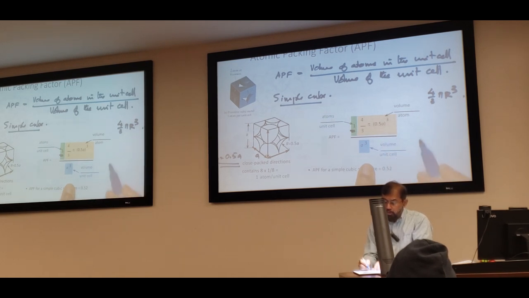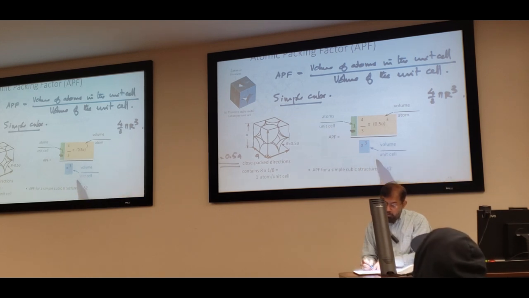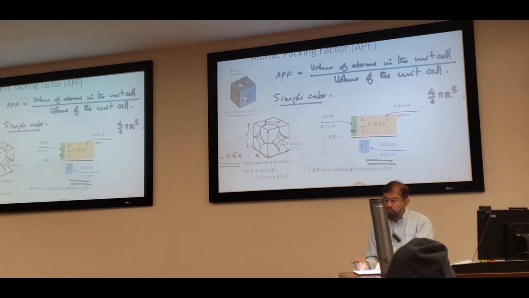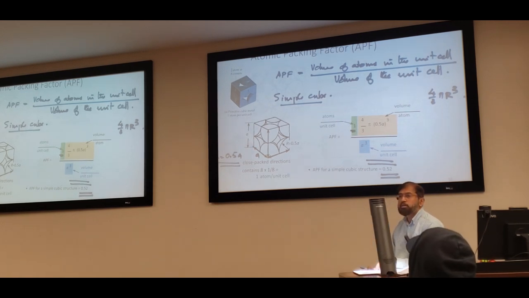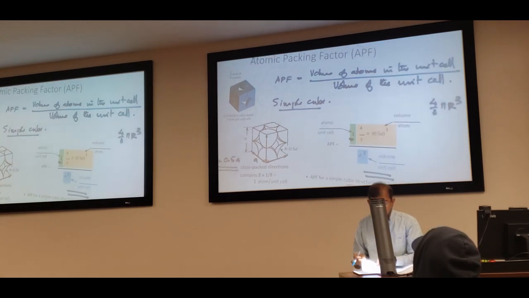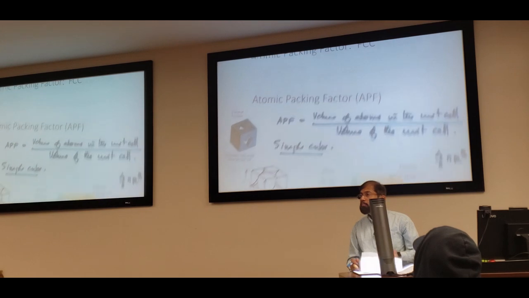So what is the volume of the unit cell? A cube. So this is A cube, volume of the unit cell. Therefore, we can get the value, atomic packing factor for a single cube is 0.52. Okay, this is the 0.52. That is the atomic packing factor of a single cube.